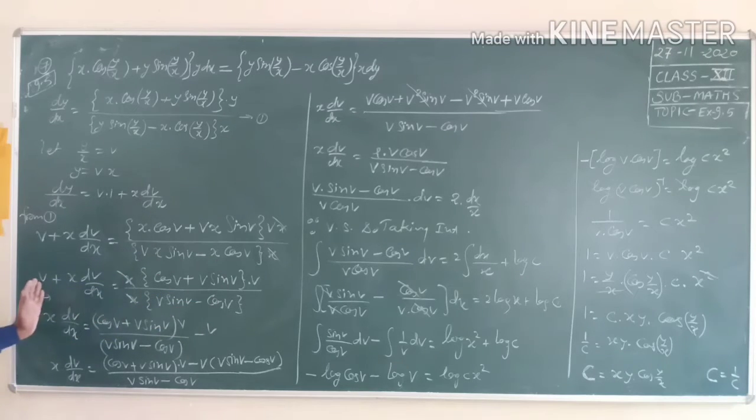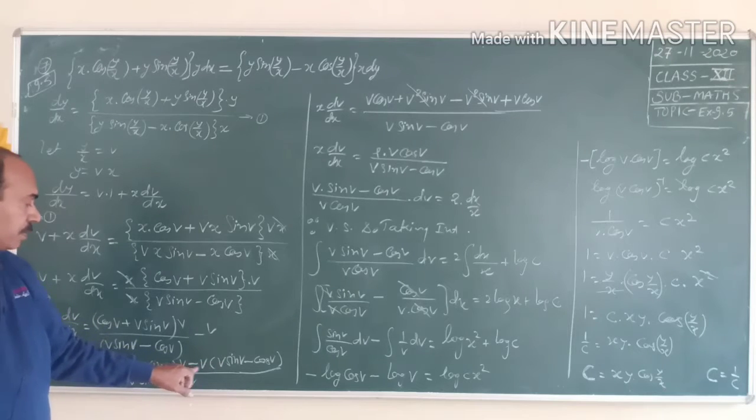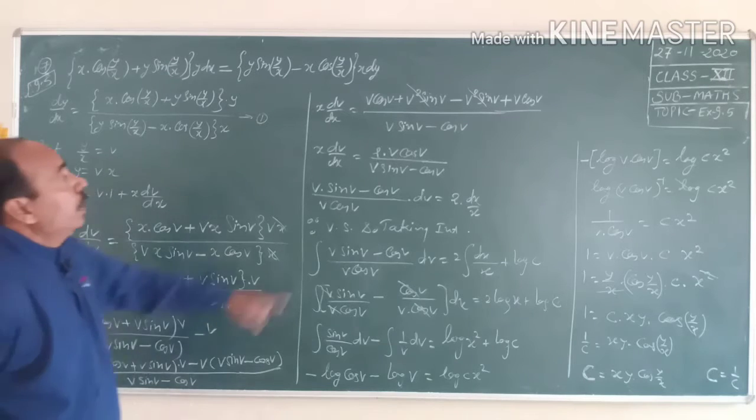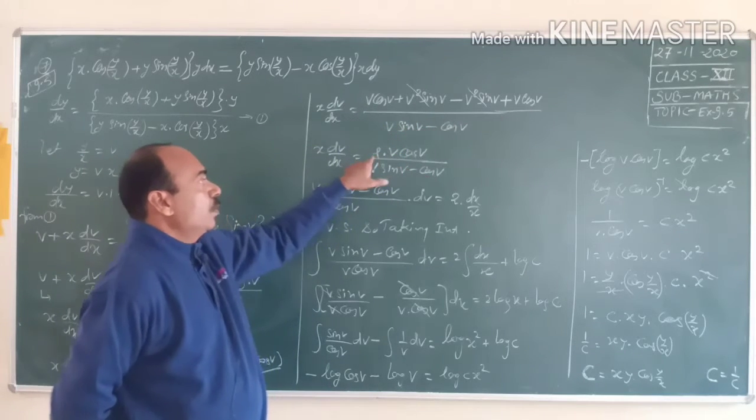Here x is cancelled out, and this v transfers to the right side, and after that take the LCM. The LCM is v sin v minus cos v. The bracket (v sin v − cos v) is multiplied by v, and in the next step we open the bracket. We get v cos v and v² sin v; the v² sin v terms cancel out, and minus minus plus v cos v, so v cos v plus v cos v gives 2 v cos v.